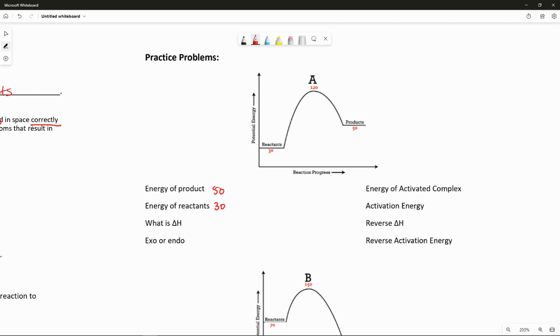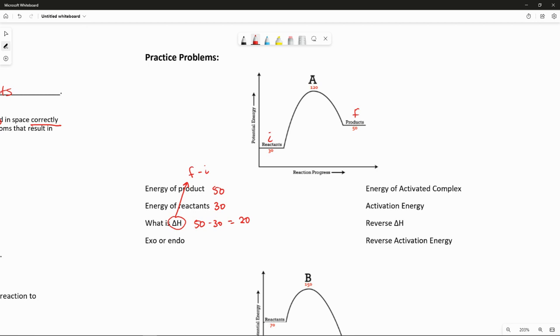What is delta H? If you remember back to our previous units, delta H is going to be final minus initial. Since we're moving from reactants to products, the product is going to be the final, and the reactant side is going to be the initial. So 50 minus 30 equals 20. So our delta H is going to be 20.